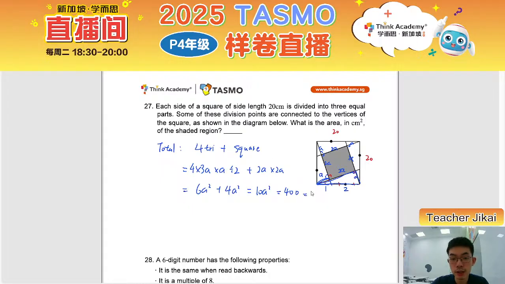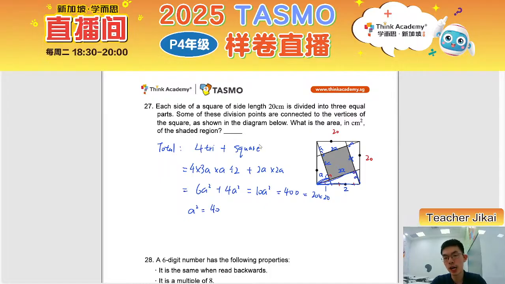Why is it 400? Because the side length of the square is 20, so the area is 20 times 20. So we know 10A squared is 400, and A squared is 40.